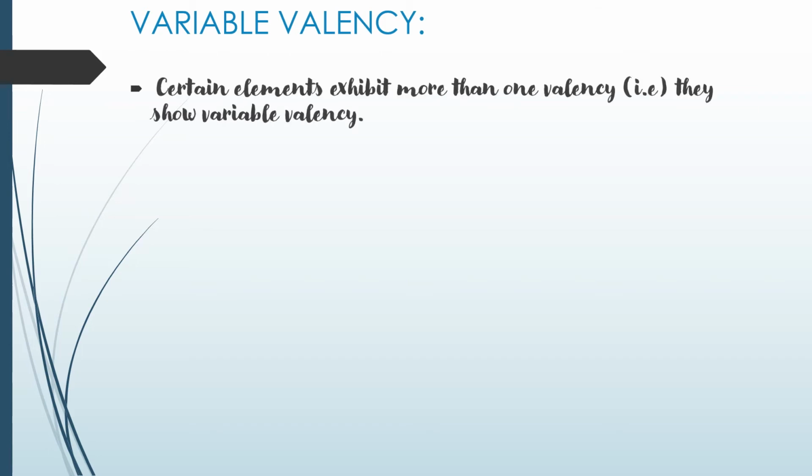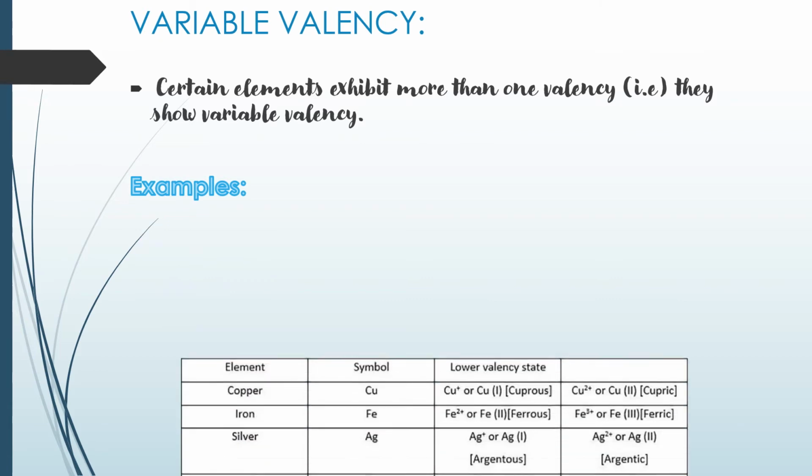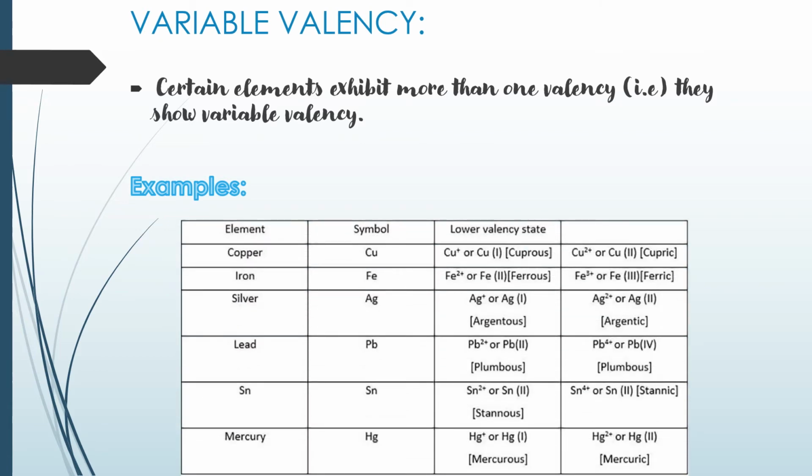Variable valency. Certain elements exhibit more than one valency. They show variable valency. For example, copper. It exists as Cu+ and Cu2+. In the lower valency state, it is known as cuprous, and in the higher valency state, it is known as cupric. All the lower valency states end with OUS.